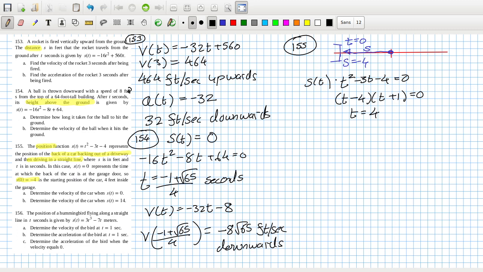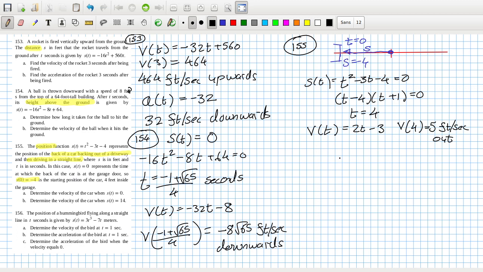So the velocity is 2t minus 3. So the velocity at 4 will be 8 minus 3. So that's 5 feet per second out of the garage.